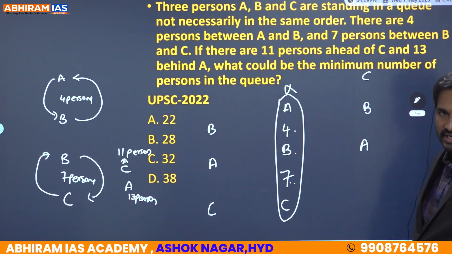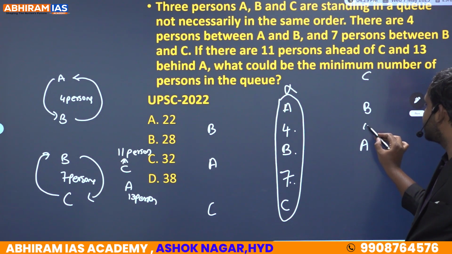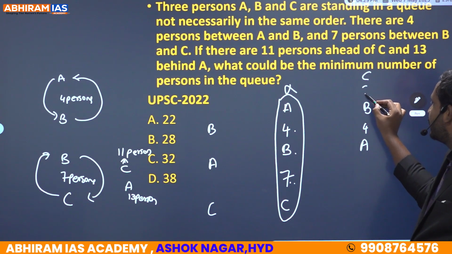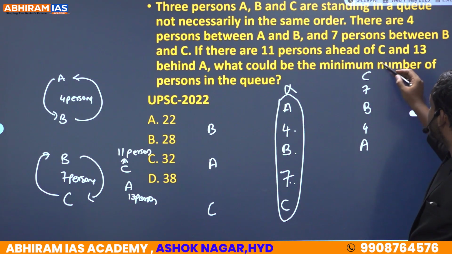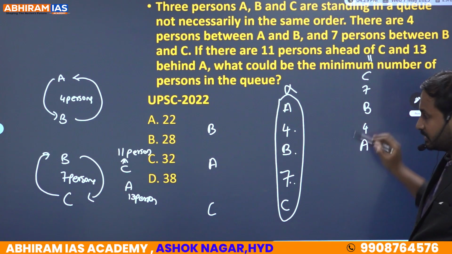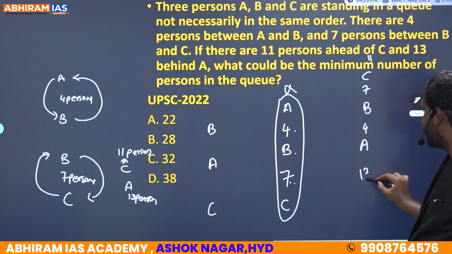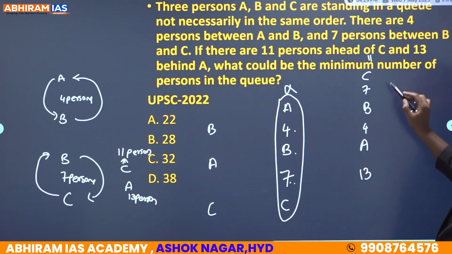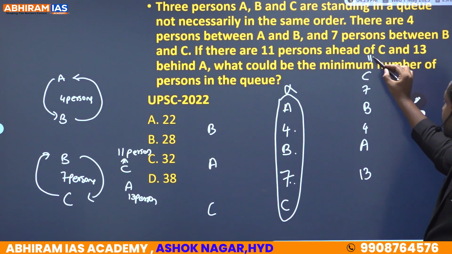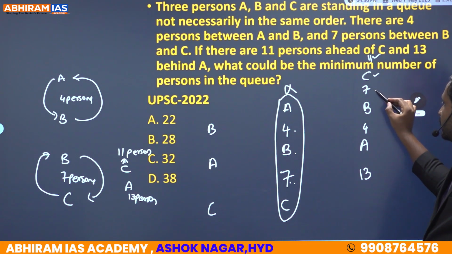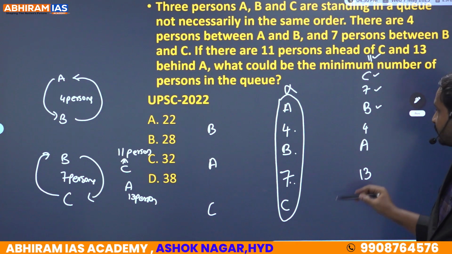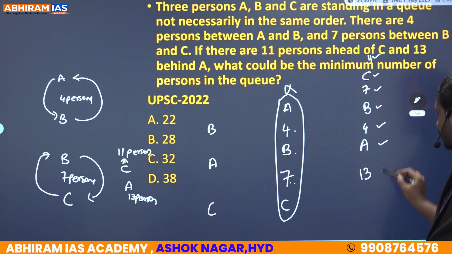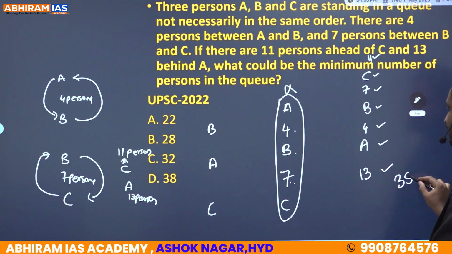Now let us check this arrangement. Between A and B how many persons are there? 4 persons. Between B and C? 7 persons. Above C how many are there? 11 persons. After A how many persons are there? 13 persons. Yes, this arrangement is possible, but how many numbers are there here? 11 plus 7, it becomes 19, plus B is one more person, 20, 24, 25 plus 13, 38 persons are there. But we want the minimum number of persons.